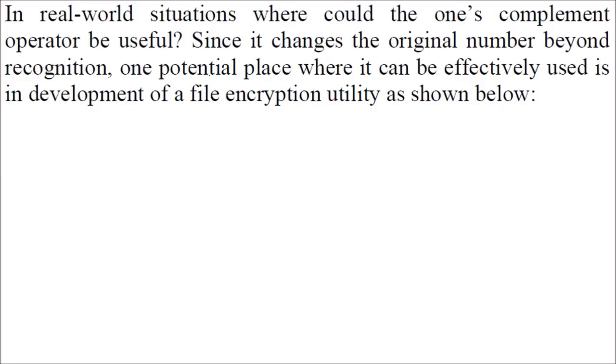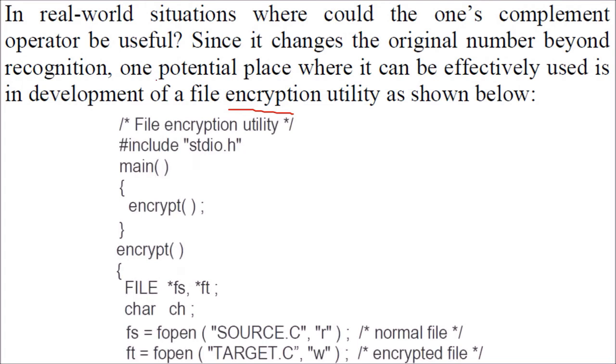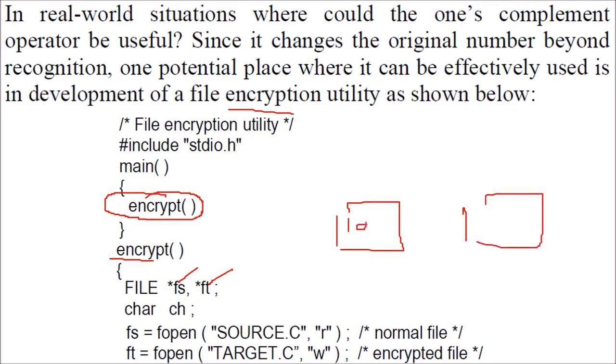So what is the real world scenario use of the ones complement operator? See, when we change the original number, sometimes it's beyond recognition, and we can use this concept in a file encryption utility. This is the most basic file encryption. So we are using a function in this file. What it is doing, we are taking the source file and target file. Say here we have 0, 1, 1. We are just complementing it, making 1 to 0, 0 to 1, 1 to 0, and 1 to 0. So this is the simplest encryption we can have.